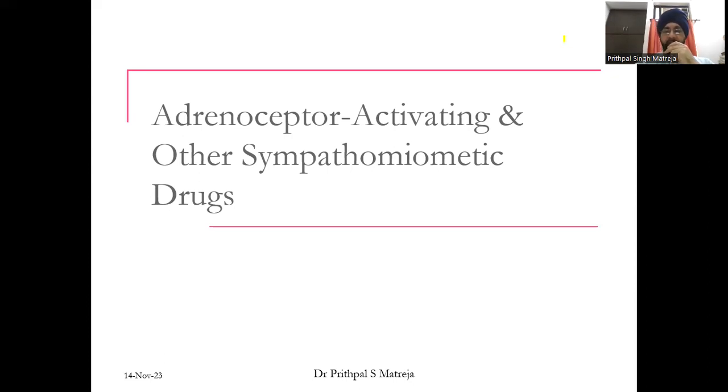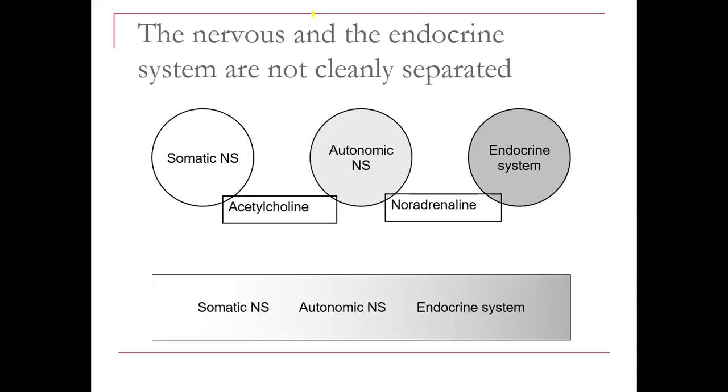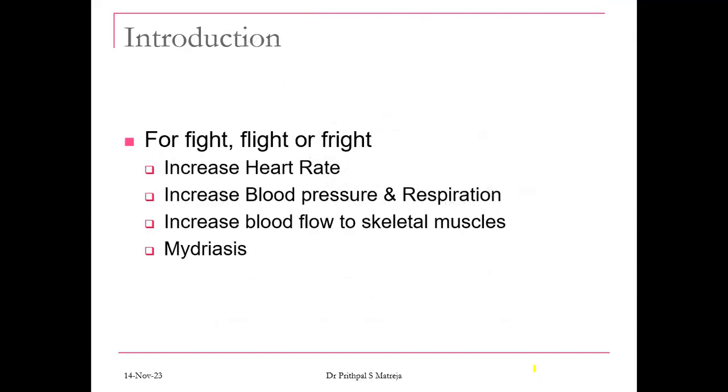And in my previous session, we had started with adrenoceptor activating and sympathetic drugs, where we talked about a limited line of demarcation between the sympathetic nervous system and the endocrine system. Now the nervous and endocrine system are not so clearly demarcated as was thought earlier. And we talked about sympathomimetic drugs, which tend to be useful for fight, flight, or fright.